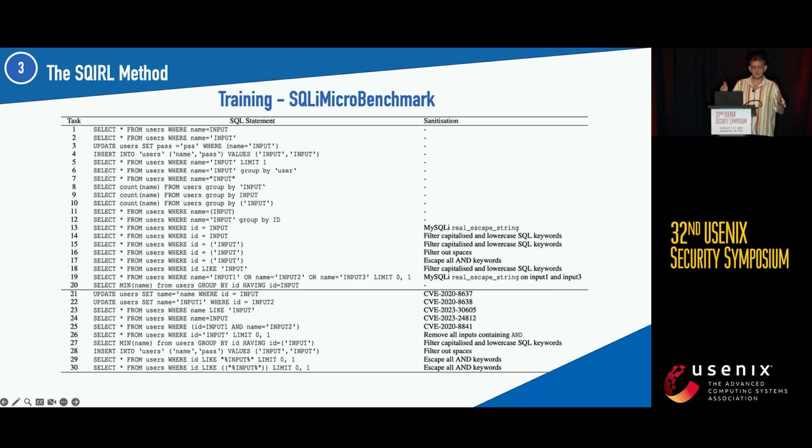We develop a new microbenchmark, which contains 30 vulnerabilities. We use 20 for training. We use another 10 just for testing, including 5 CVEs. There's a bunch of sanitizations that go on there, a bunch of different contexts, SQL statements. Again, I'm not going to read these all to you because you might get bored, and I might do too.